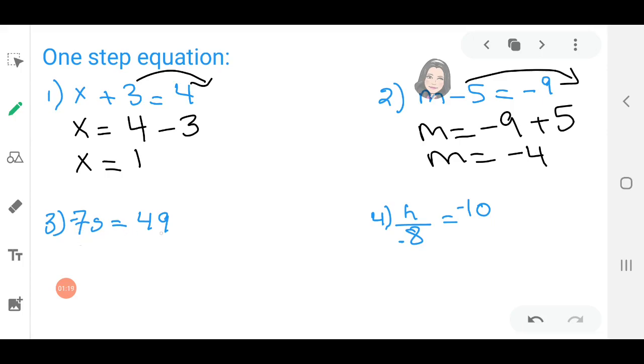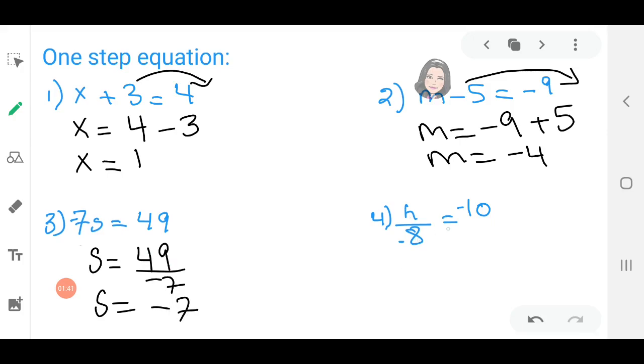Minus 7s equals 49. This means minus 7 times s. The inverse operation of multiplication is division. So I write s is equal to 49 divided by minus 7. Then s is equal to 49 divided by 7, which is 7. Since we have two integers with different signs, it's going to be a negative 7.